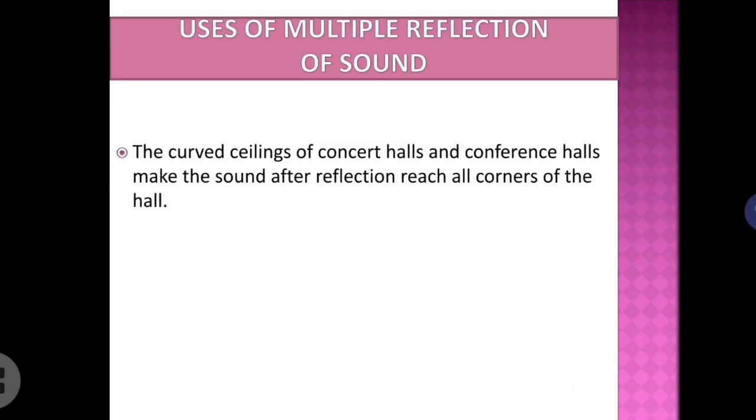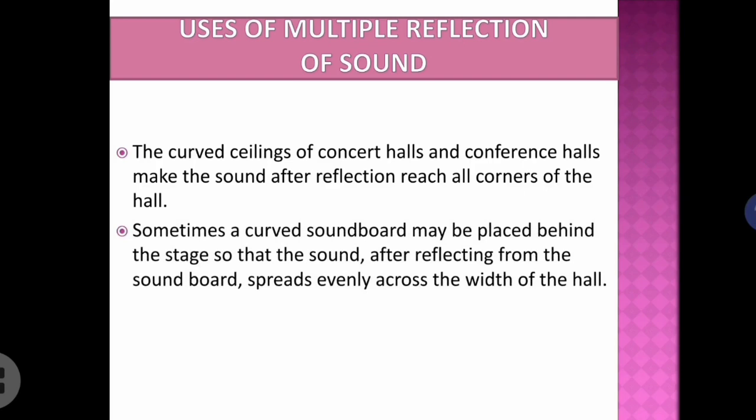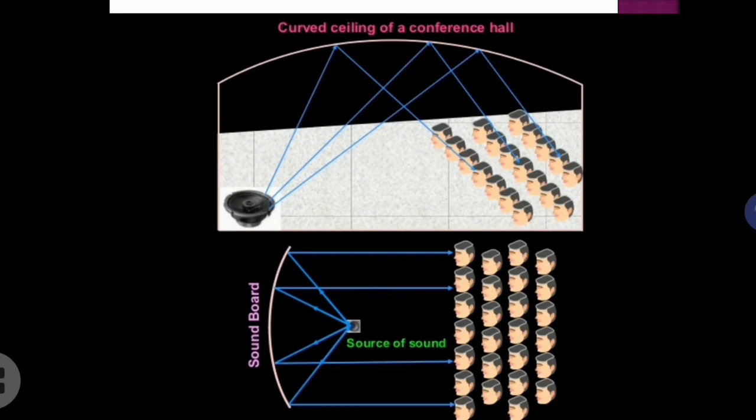Another use of this multiple reflection is that generally the ceilings of concert halls, big auditoriums or conference halls are curved, to make the sound reach all corners of the hall after reflection. Next, sometimes we use a curved sound board behind the stage so that sound, after reflecting from the sound board, spreads evenly across the entire room. As you can see from the figure, the curved ceiling of the conference hall makes the sound reach all corners of the hall. Similarly, the curved sound board spreads the sound evenly across the room or the hall.